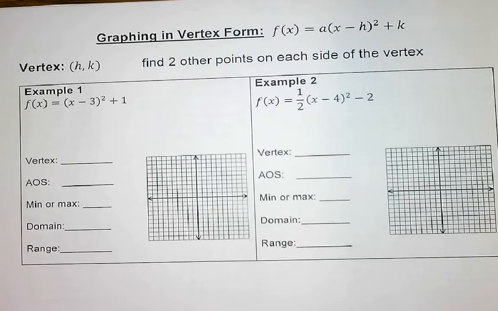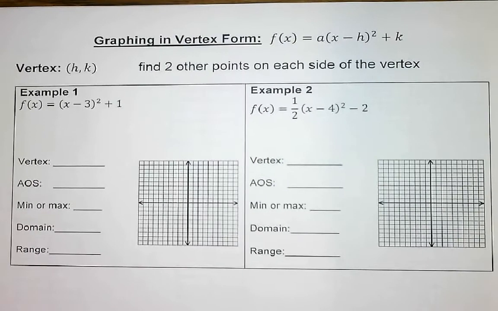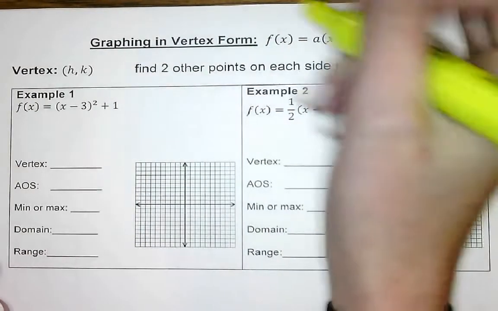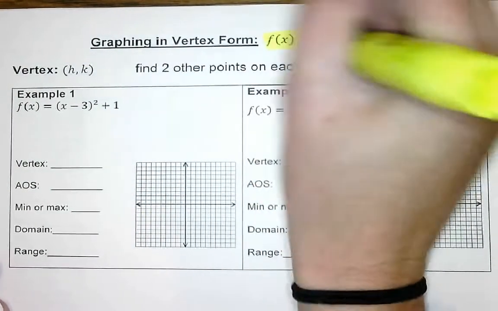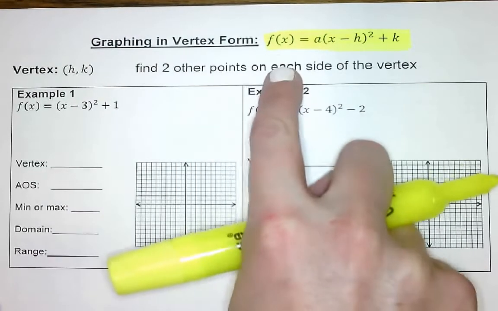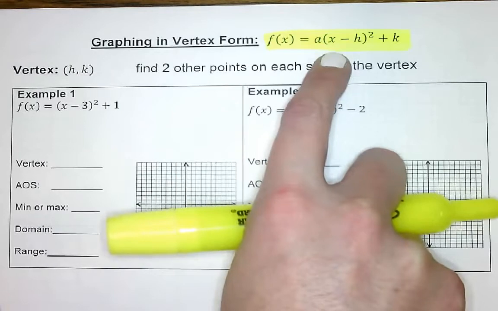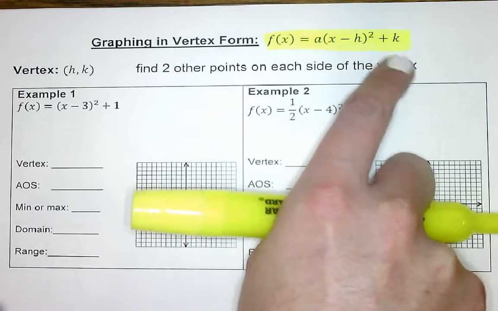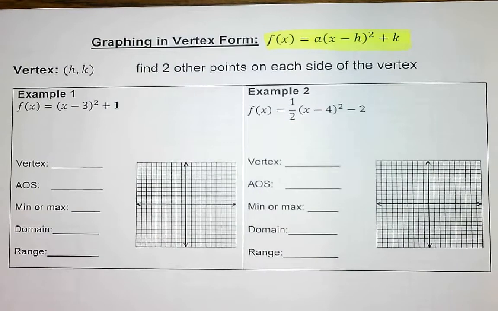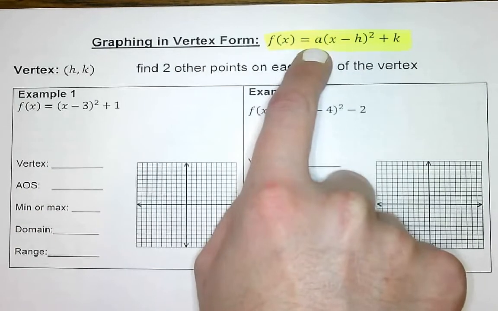All right, guys? So check this out. I'm going to highlight this. So this is my vertex form of my equation. F of x equals a times x minus h squared plus k. So, y'all, we still have an a, all right? That's going to tell us if it's happy or sad. If it's positive, it opens up like a smile. If it's negative, it's sad and it frowns.